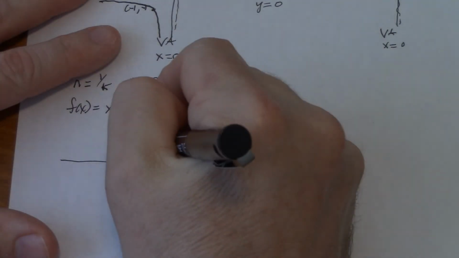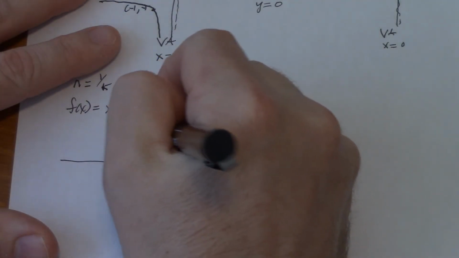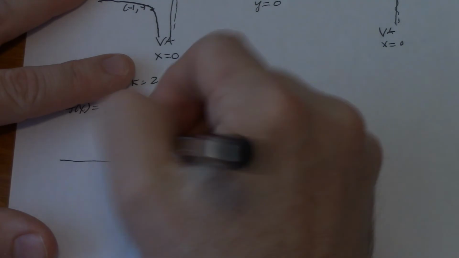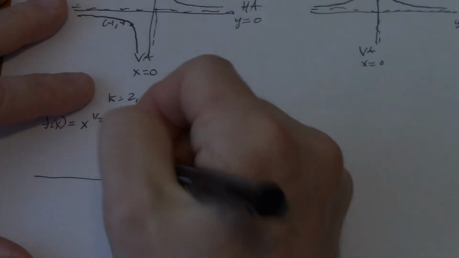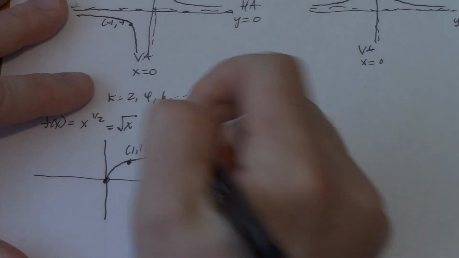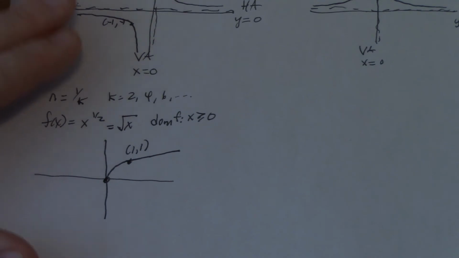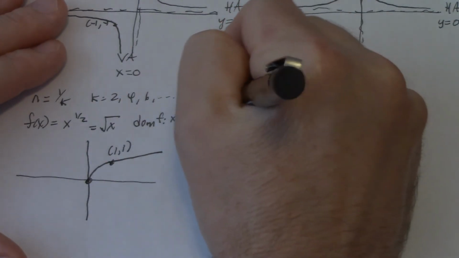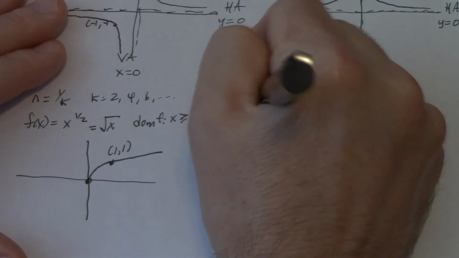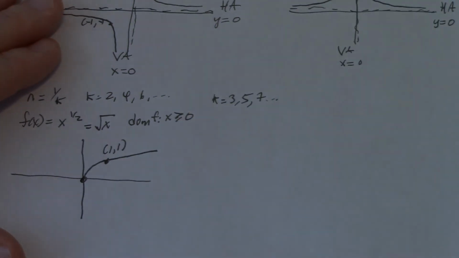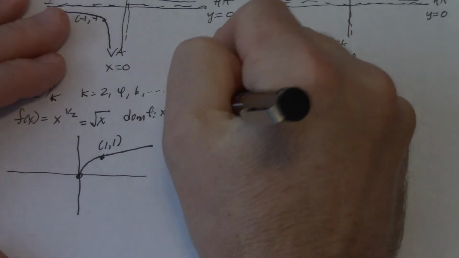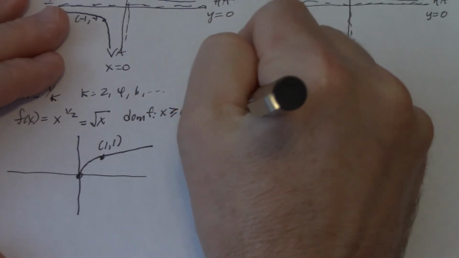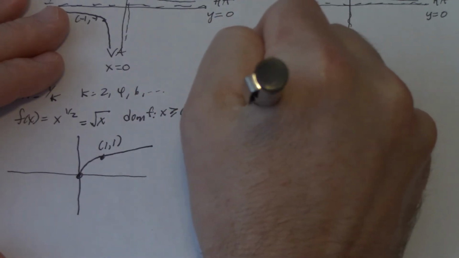And if you plug in 1, you get 1. Okay, but instead of bending up like x squared did, it's going to bend in a different direction. So it's going to have to bend like this. So that's what the square root function looks like. And let's say if k is 3, 5, 7, and so on. So this would be f of x equals x to the 1/3.